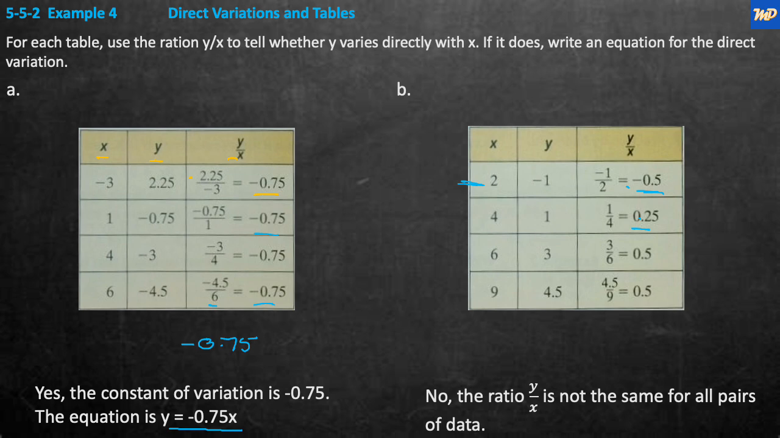Now you have on the next two, you have 0.5 and 0.5. So the 0.5s are here. You got a negative. It still doesn't make any difference. You can't just have two the same. They all have to be the same. This is not a direct variation.